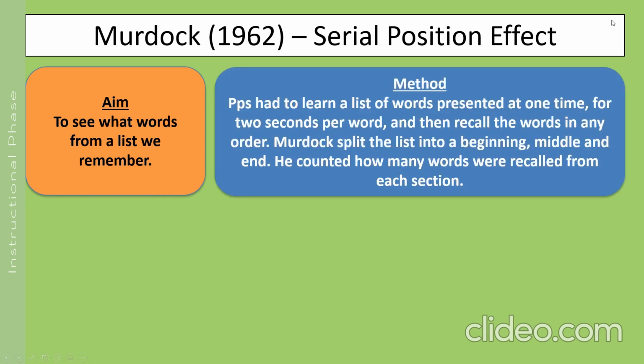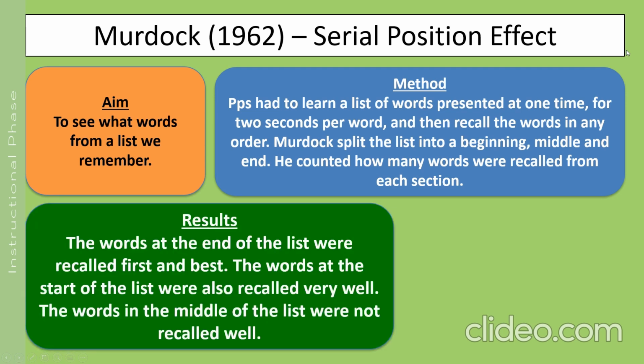So what Murdock did is he gave participants a list of words and he presented them one at a time for about 2 seconds per word. You can use anywhere between 20 to 40 words, it really doesn't matter. And then he just said, right, recall as many words as you can. It doesn't matter what order they recall them in, just at the end of the list, recall as many as you can. And basically in his setup, he split the list into the beginning, the middle, and an end. And he counted how many words the participants could recall from each section.